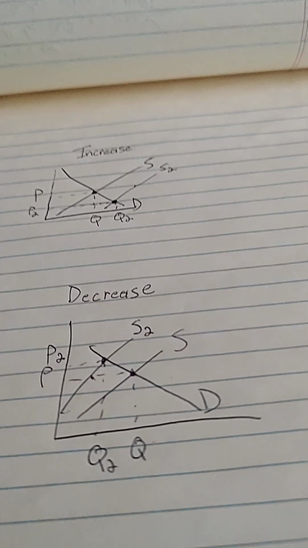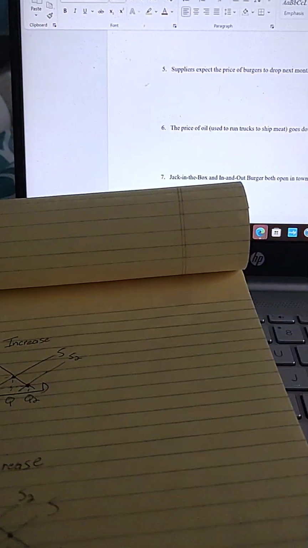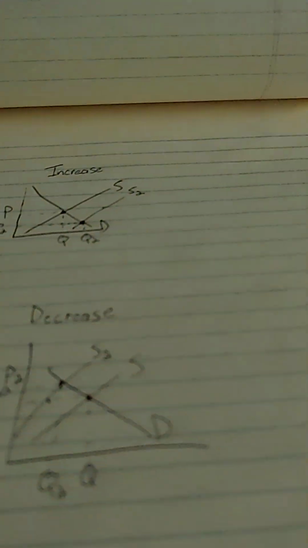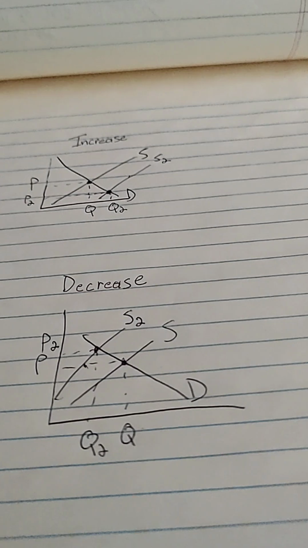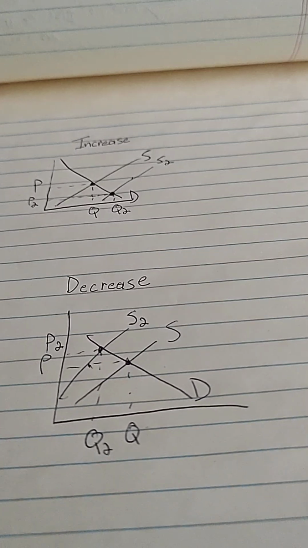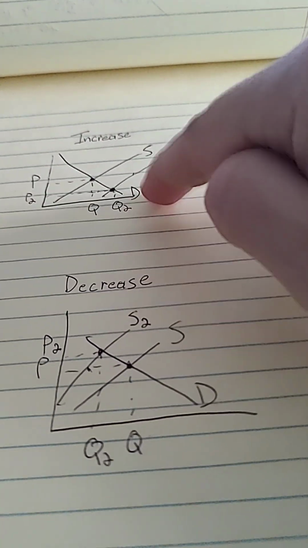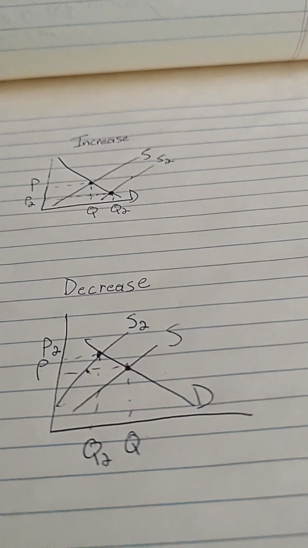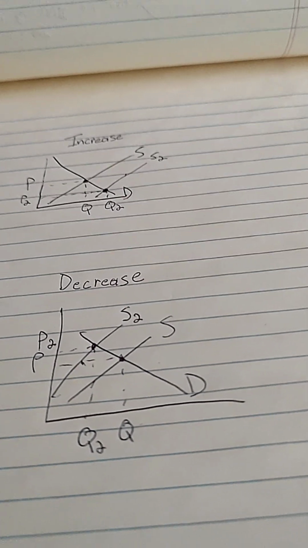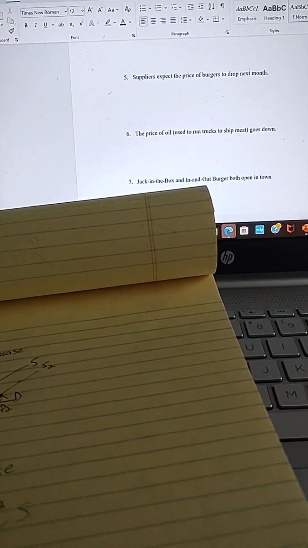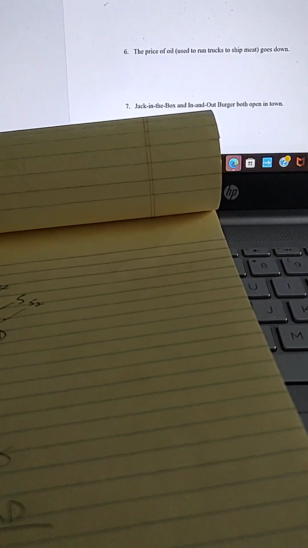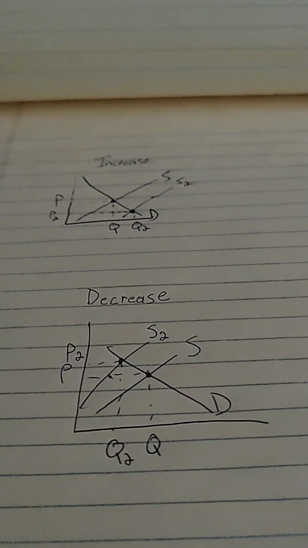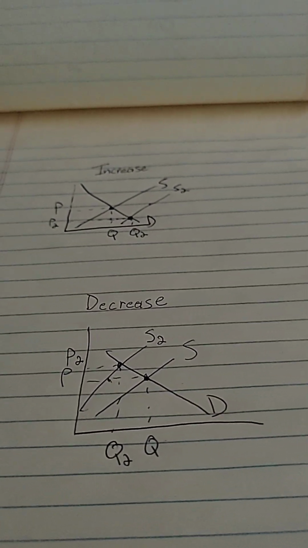All right, going on to 5. 5 says suppliers expect the price of burgers to drop next month. Okay, so suppliers expect it to go down next month. They want to sell right now while the price is still high. So this is going to be a supply increase, where the curve shifts to the right. Okay, next up, number 6, price of oil used to run trucks to ship meat goes down. In other words, cost here is going down. If the cost goes down, supply goes up. It's another increase. So 5 and 6 both increases.